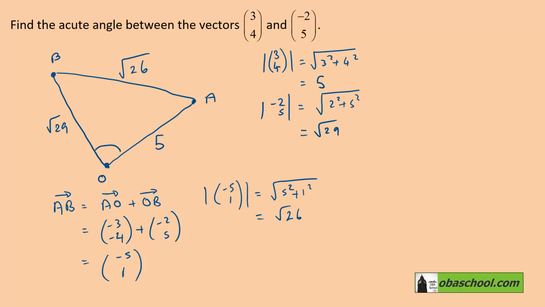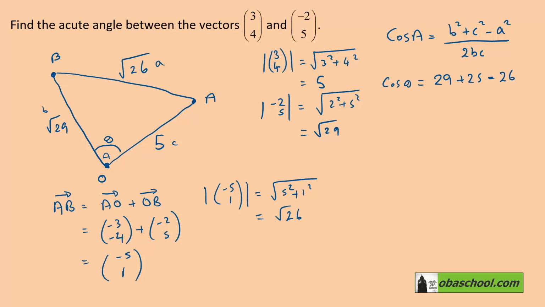Now we want to find this angle, and we can use the cosine rule. So for finding an angle, cos A is going to be b squared plus c squared minus a squared all over 2bc. So in this case, remember in this formula we'd be thinking that this is the angle A. So this is the side A, and this can be B and C in any order. So that's going to be, let's call this angle theta. So cos theta is going to be 29, which is root 29 squared, plus 25, which is 5 squared. Take away 26, which is the root 26 squared, all over 2 times root 29 times 5.